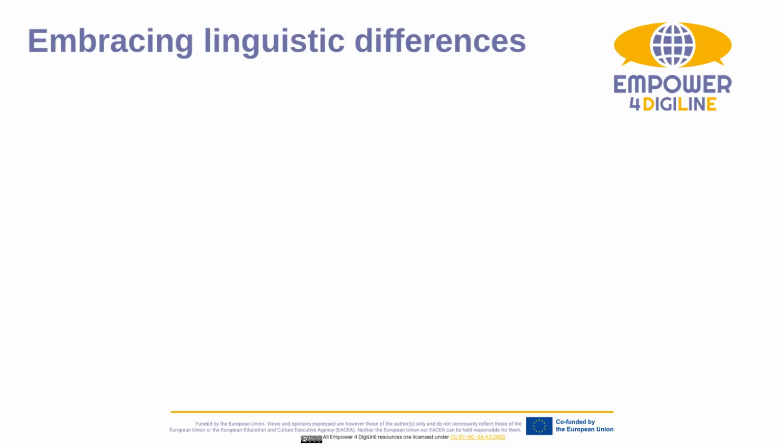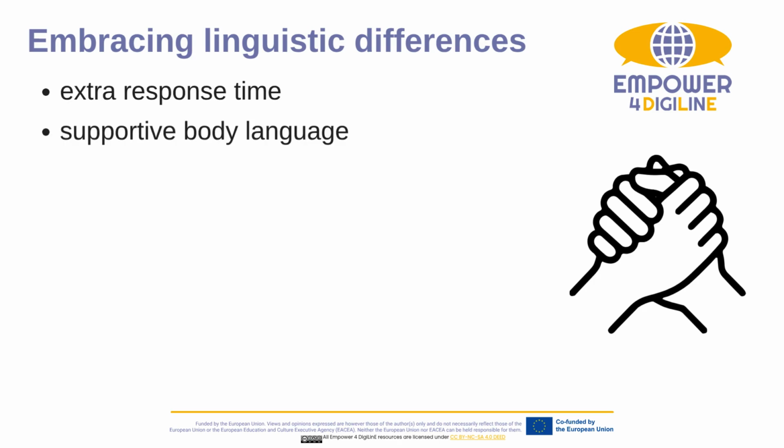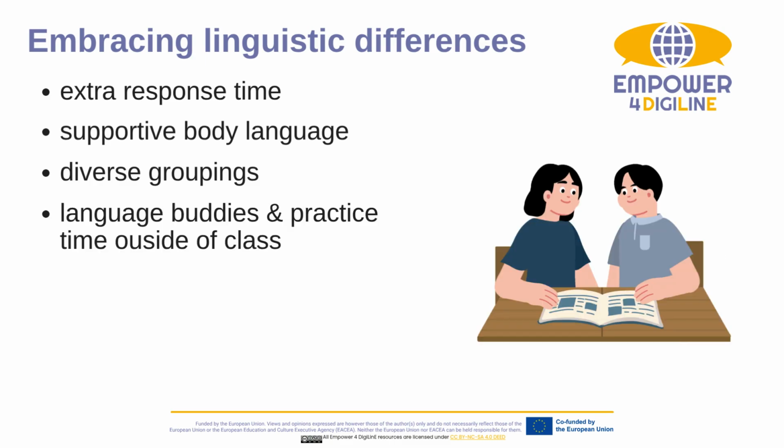To support them, you can allow extra response time, use supportive body language, and assign diverse groupings where more fluent peers can help. Language buddies and practice time outside of class can also build confidence and fluency over time.